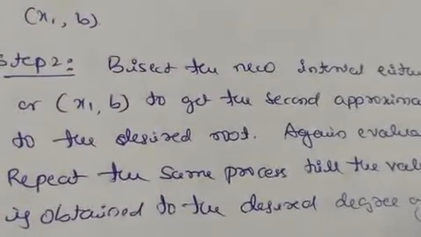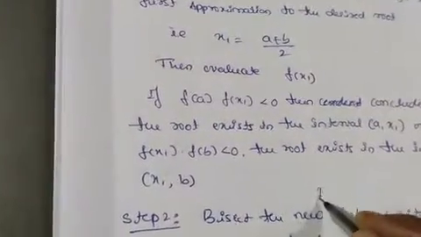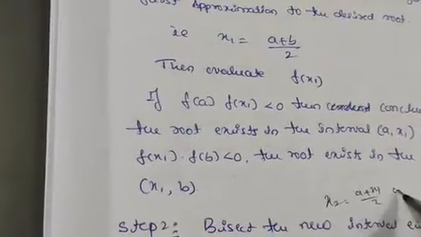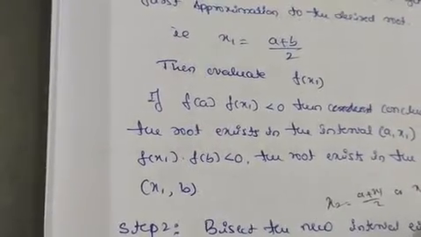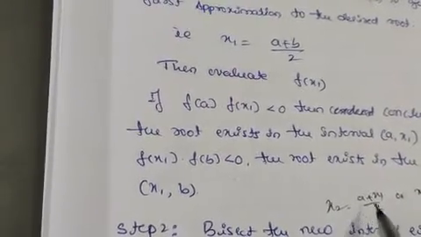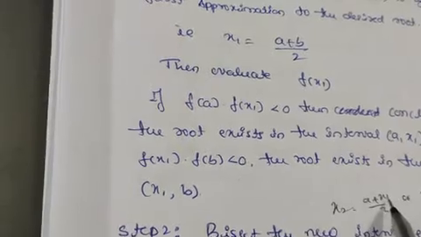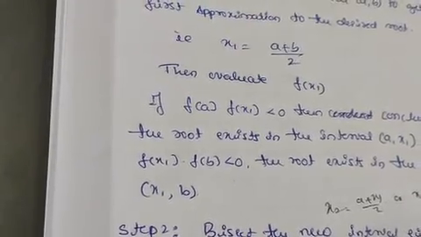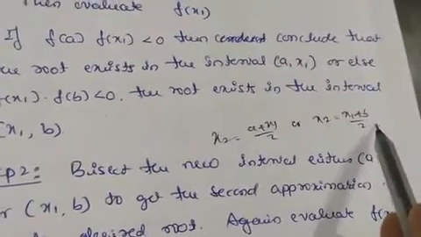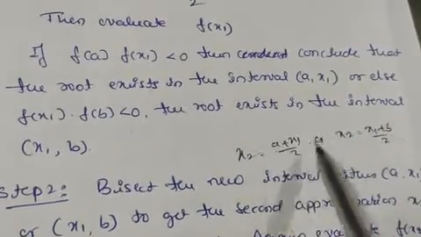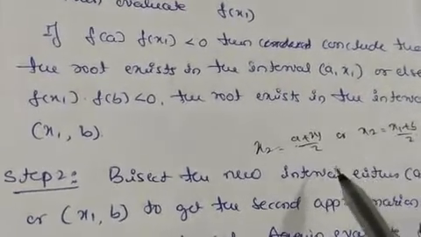So you have to divide this interval once again. Here x2 is either (a plus x1) divided by 2, or (x1 plus b) divided by 2. Any one is correct, because it depends on whether f(a) times f(x1) is less than 0 or f(x1) times f(b) is less than 0. Whichever is less than 0, you divide that interval and take that as x2.